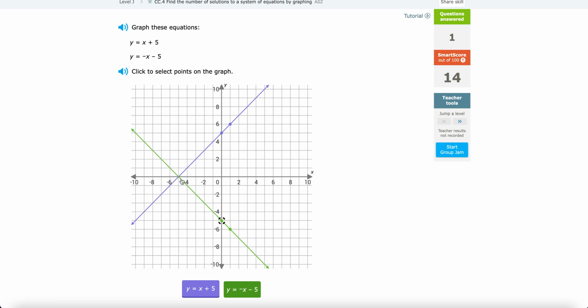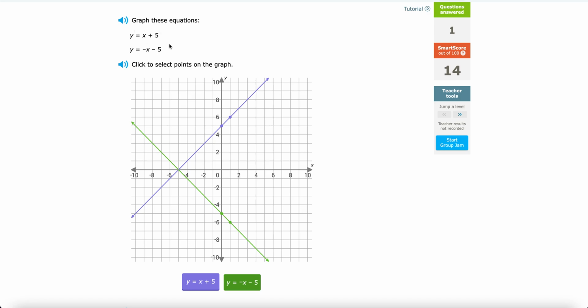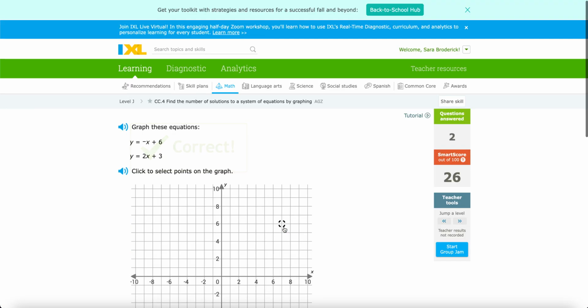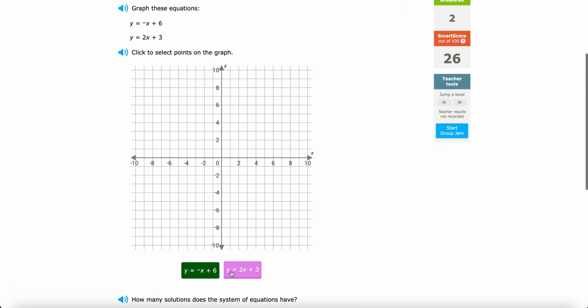Now, these lines intersect at one point. That means they have one solution. And I could have told that just by looking at these equations because they have different slopes. Once they have different slopes, I know the answer is going to be one solution because they're not going to be parallel and they're not going to be sitting on top of each other. Okay, let's try a couple more.